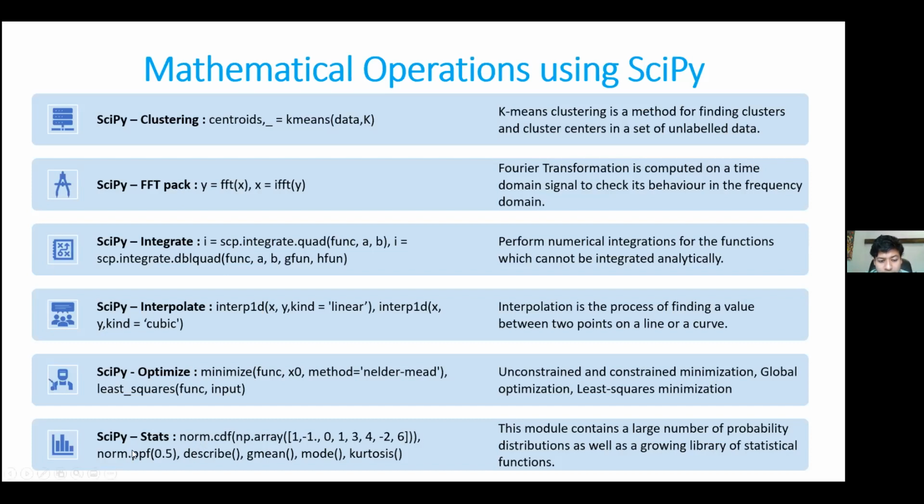Same with norm.ppf. This is actually the percent point function. Then describe is a function that, when you give a data set, gives you all the major statistical properties of the data set. There are some more related functions like gmean, mode, and kurtosis, etc. These libraries are still growing, and they are already very strong.